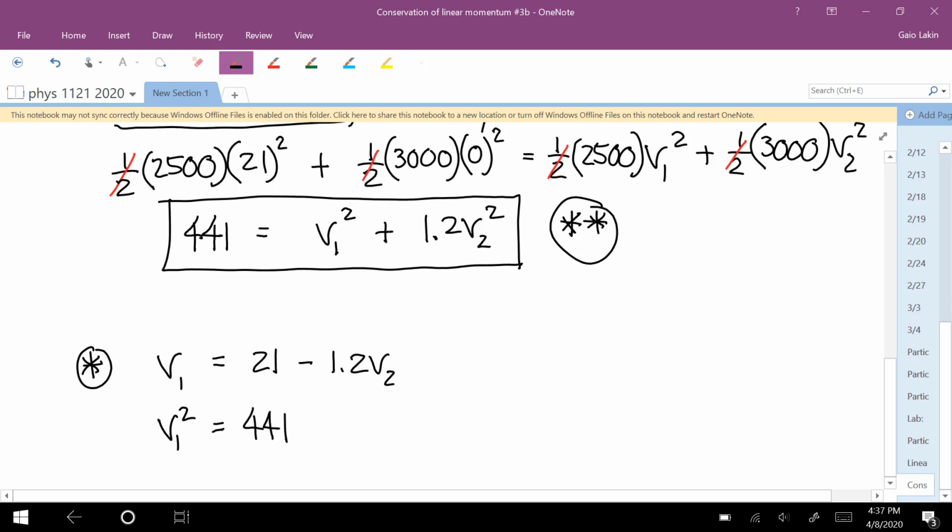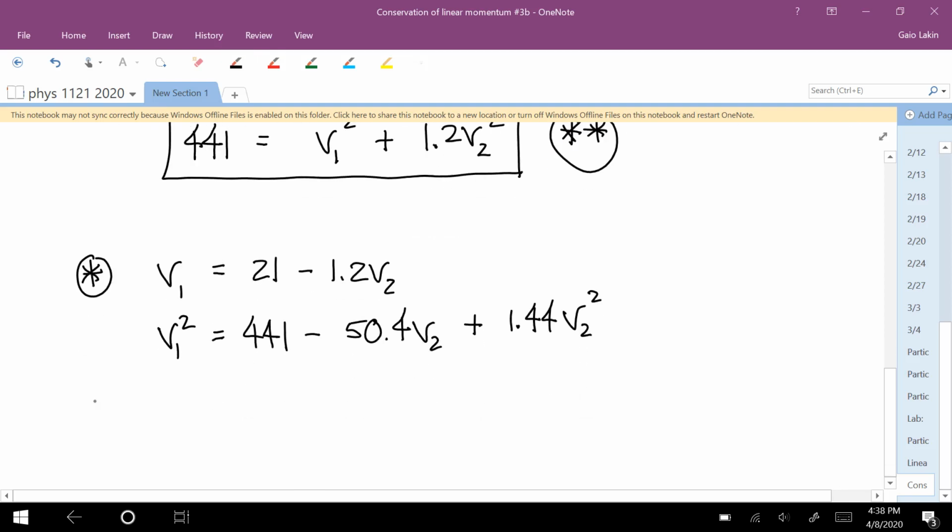I'm just foiling this. Minus, okay, stay with me, 21 times 1.2 times 2, 50.4 V2, and then plus 1.44 V2 squared. And now we can substitute that into equation 2 star.